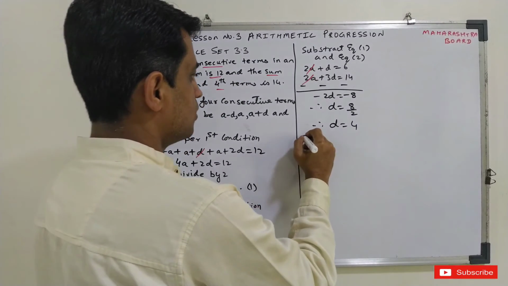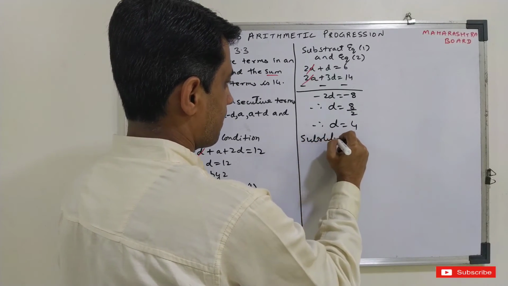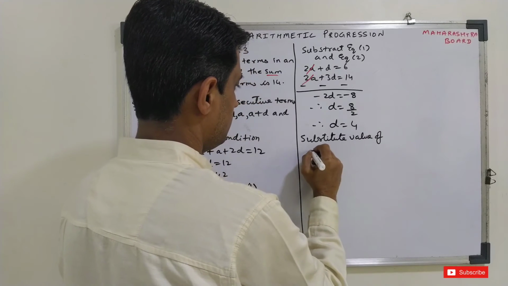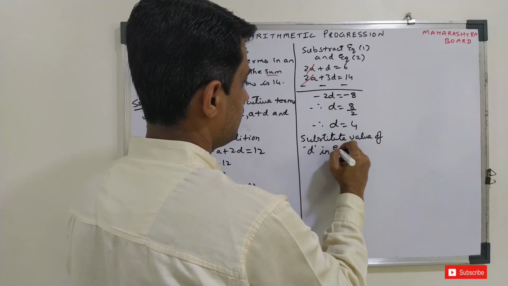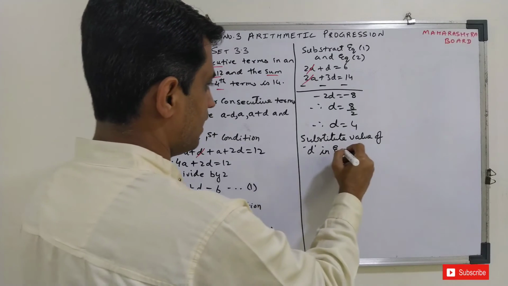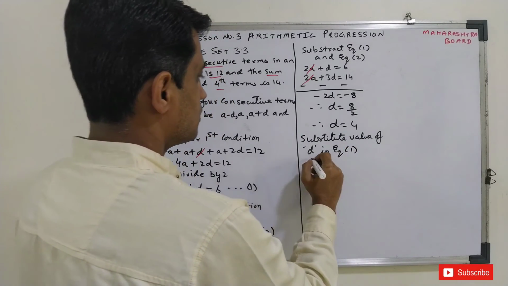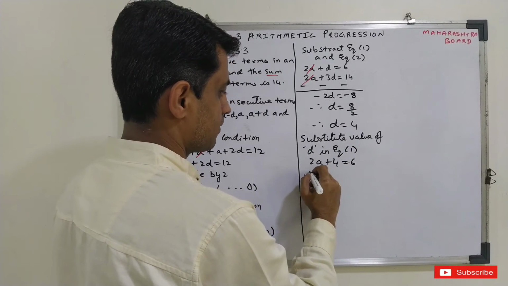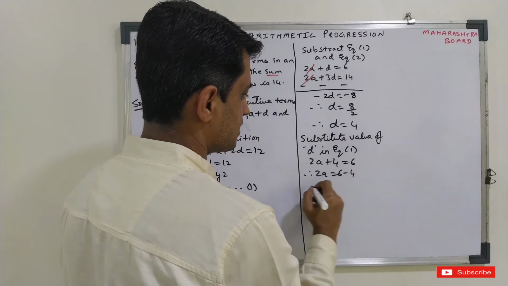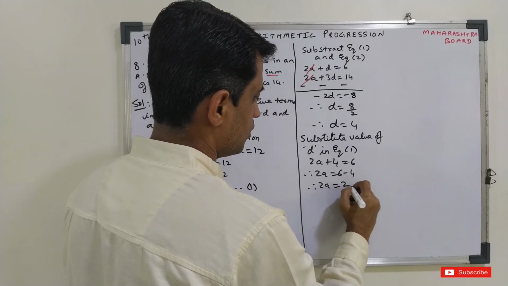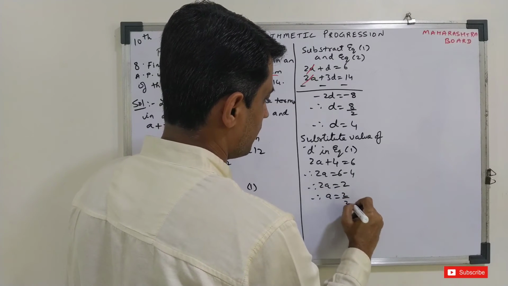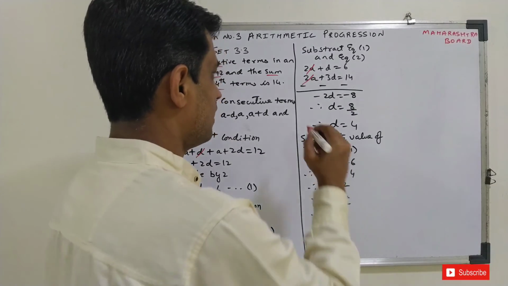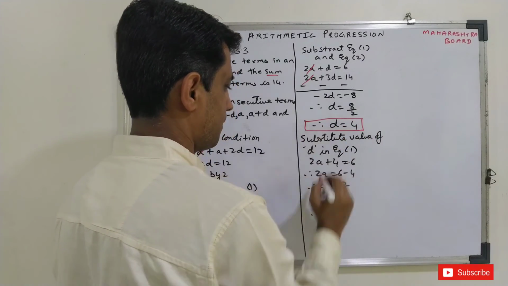Now we have to find A also. Substitute value of D in equation number 1. So 2A plus, instead of D what will we write? 4 is equal to 6. So 2A is equal to 6 minus 4. So 2A is equal to 2. A is equal to 2 upon 2. So what is our A? 1. So we got A and D. So our more than half work is done here.